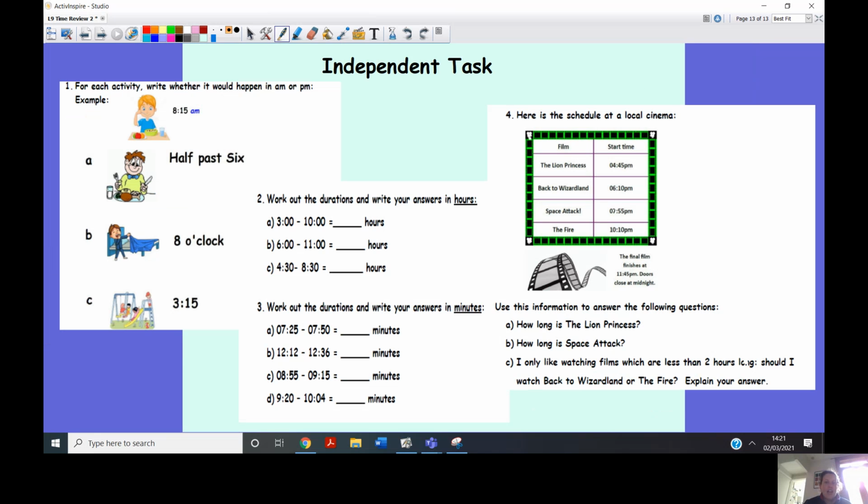So now time for your independent task, working through some of the skills that we've been practicing today. Any questions, ask them in your briefings. Upload your work on Seesaw.